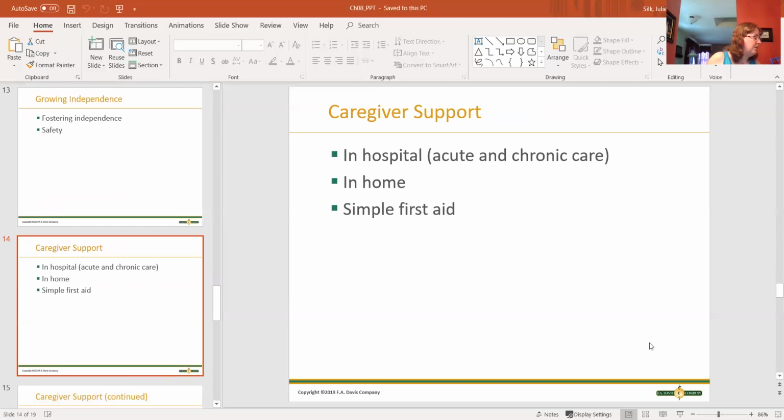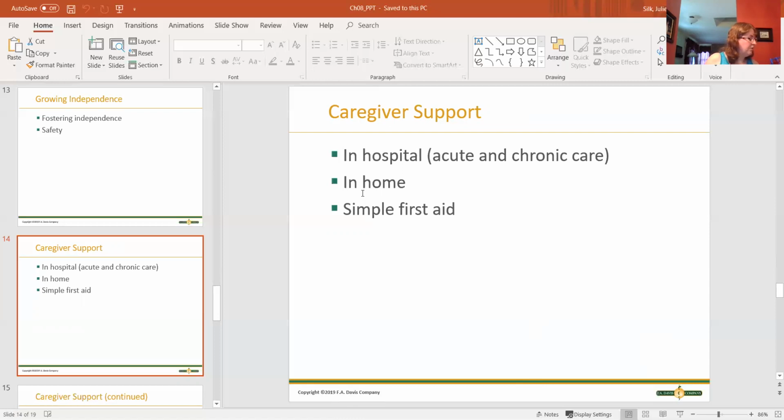Caregiver support. So in the hospital, when caring for a child in a hospital setting, make sure you orient the caregivers to the unit so they know where things are. Explain all procedures in a step-by-step manner. Encourage the caregiver to ask questions and express concerns. Encourage them to learn about the child's medications. Make sure they are involved in decision-making. And then remind caregivers to care for themselves because they can't be any good to their kid if they're not taking care of themselves as well.